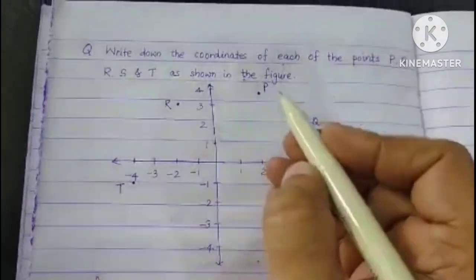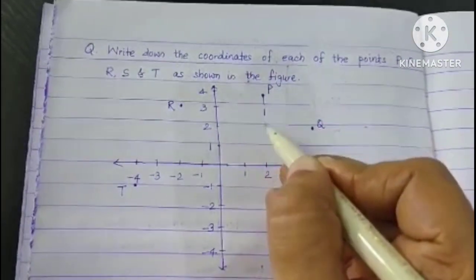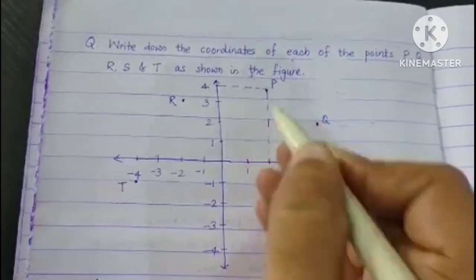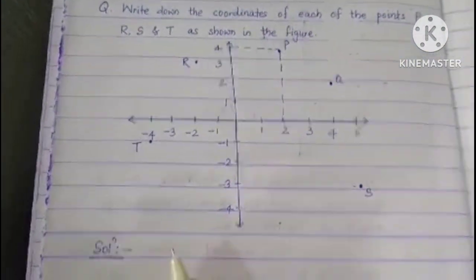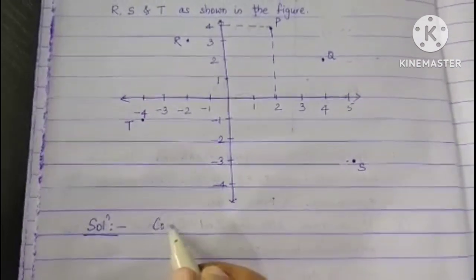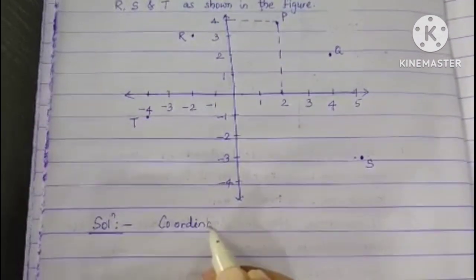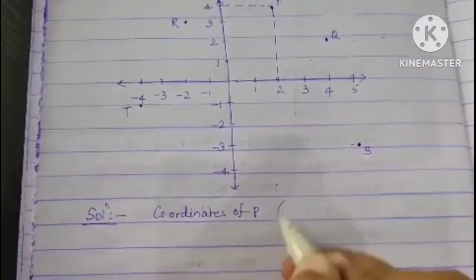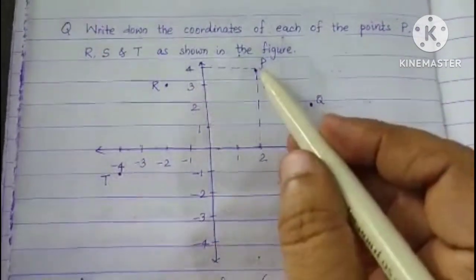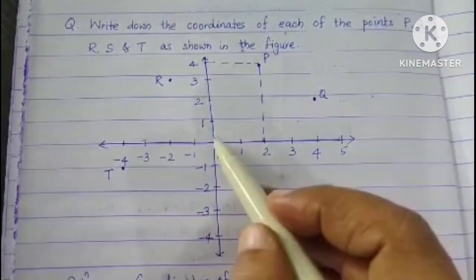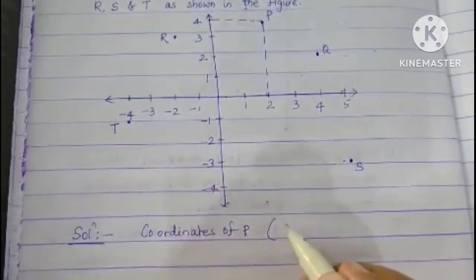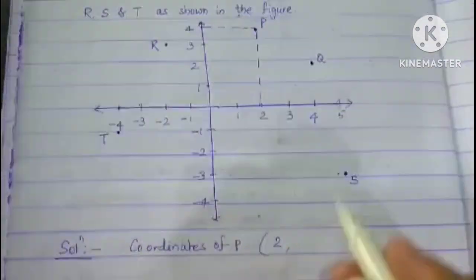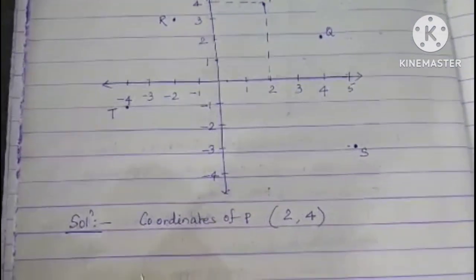First of all, this is point P. We will draw perpendiculars from here to the x-axis and to the y-axis. So let us write the coordinates of P. What we can see is that from the y-axis the distance is 2, and that will be the x coordinate, and from the x-axis the distance is 4, so that will be the y coordinate.